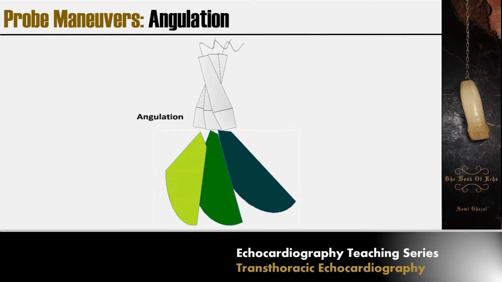The other maneuver is angulation. Angulation is when the probe is angulated to the side. So the index mark will be somewhere here or the opposite side, but your movement will be side to side, perpendicular to the index mark. And this will move the beam sideways.